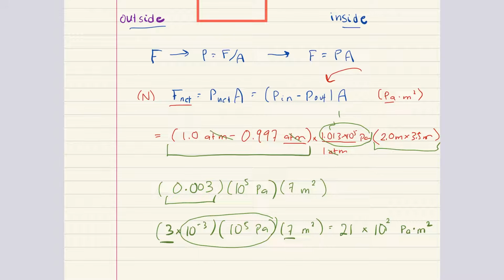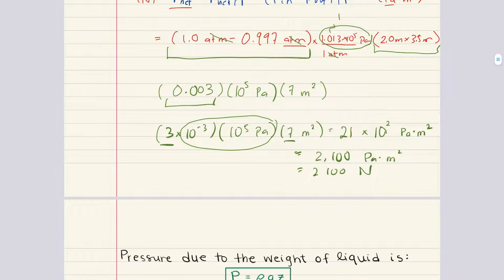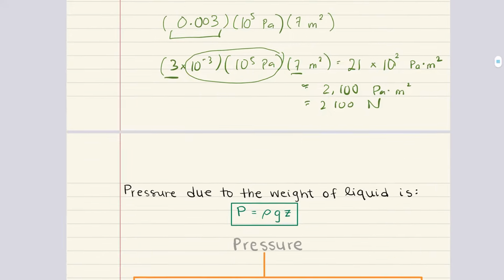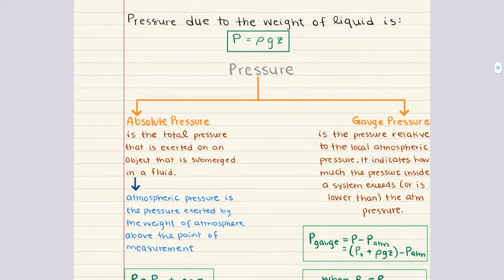We can, of course, rewrite this to be equal to 2,100 Pascal multiplied by meter squared. This is equal to 2,100 newtons. So the net force here that's pushing on the window is going to be equal to 2,100 newtons. And with that, we can move into our next topic.